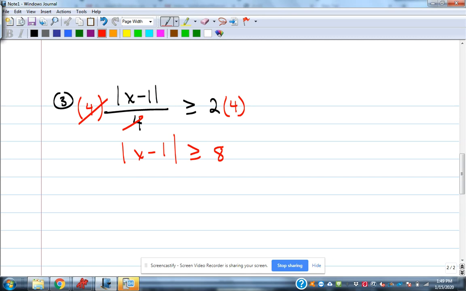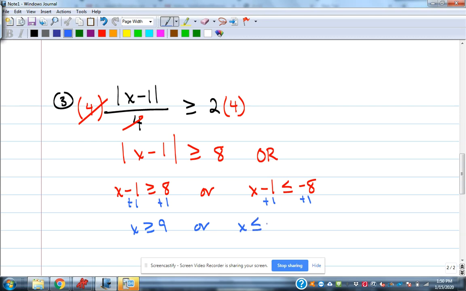And then we decide, is that an and or an or problem? It's an or problem because it's a greater than symbol. So we're going to set up x minus 1 greater than or equal to 8, or x minus 1, what's the other one? Negative 8, yeah. Flip the symbol, change the sign. And then we just solve each of those separately. Plus 1, x is greater than or equal to 9, or x is less than or equal to negative 7.